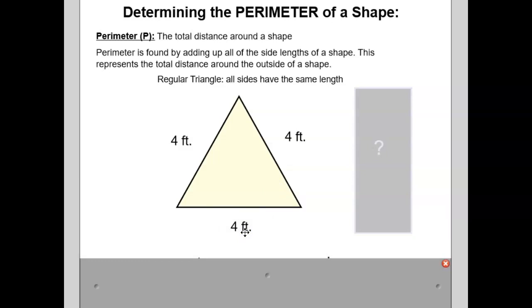So to determine the perimeter of this triangle, what would I do? Would you please write the equation you would use to determine the perimeter of this triangle on your page? Pause the video. Wonderful, you're exactly right. You would add each of the side lengths, 4 feet plus 4 feet plus 4 feet. And that tells you the total distance around the edge of the shape. The perimeter is the total distance around the shape, just the outside. So I know the perimeter of the shape, the total distance around the entire shape is 12 feet.